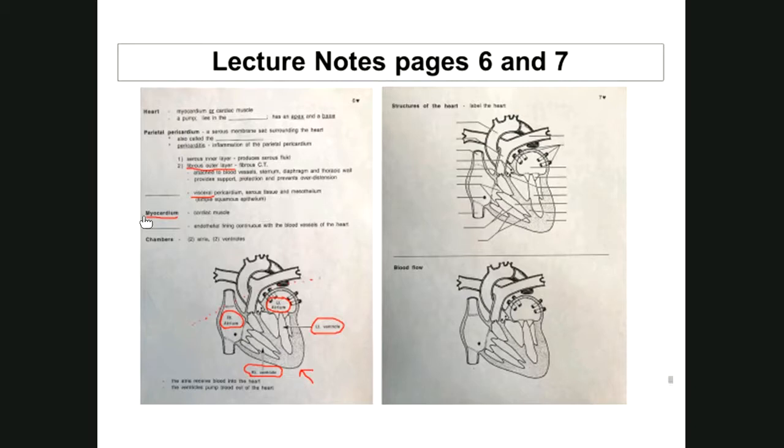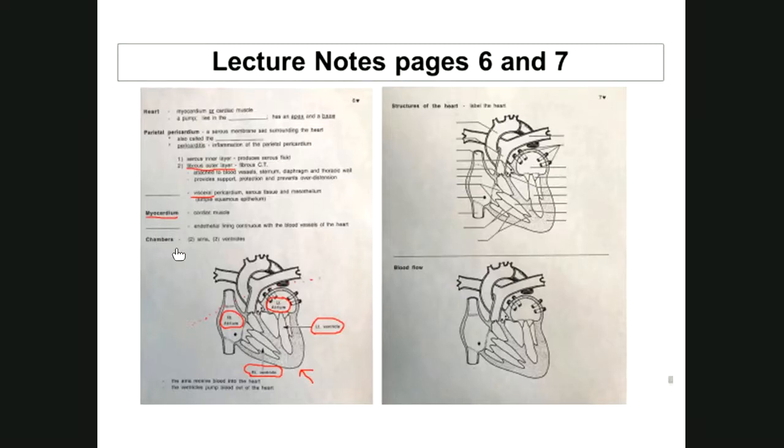Myocardium. Myo means muscle, cardium's heart. That's your cardiac muscle, your heart muscle. Endocardium. This is a new one here. E-N-D-O-C-A-R-D-I-U-M, the endothelial lining continuous with the blood vessels of the heart. So the endothelial lining is continuous throughout the entire cardiovascular system. Inside the heart, they've given the endothelial lining a specific name called endocardium.